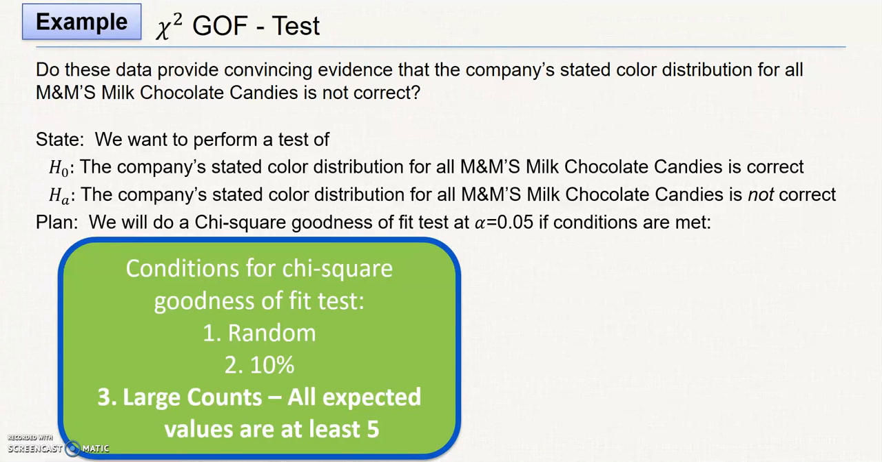Number 3, this is the one that changes. So our large counts changes just like it does when we do tests for proportions versus means. We have another large counts condition here that is special to the chi-square test. It's that all of the expected values are at least 5. Now make sure that when you are checking your conditions that you actually list what those are. You cannot just say that they are all at least 5.